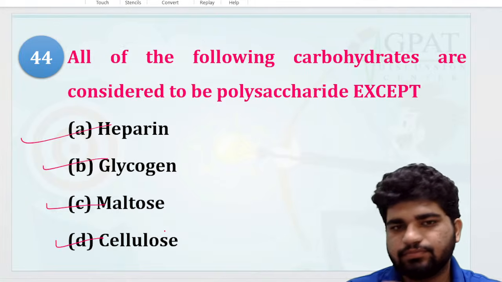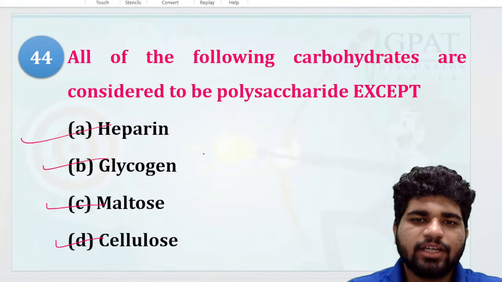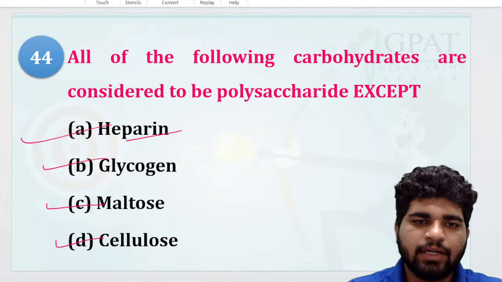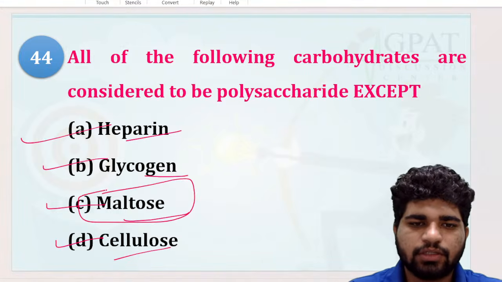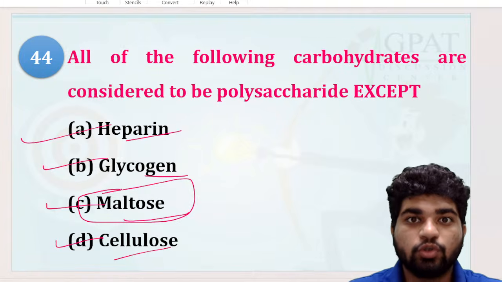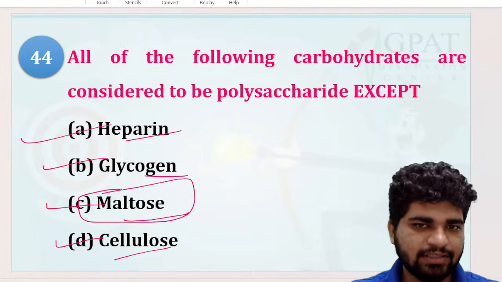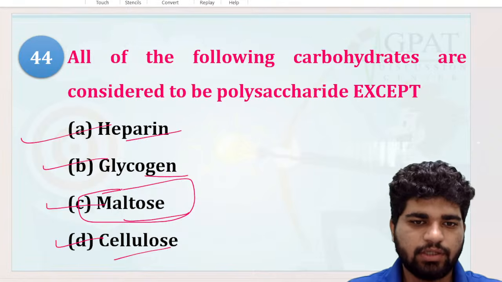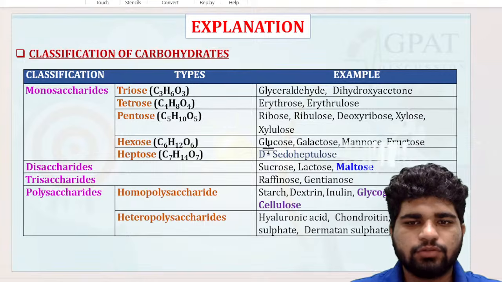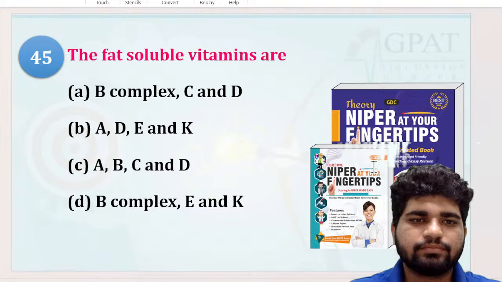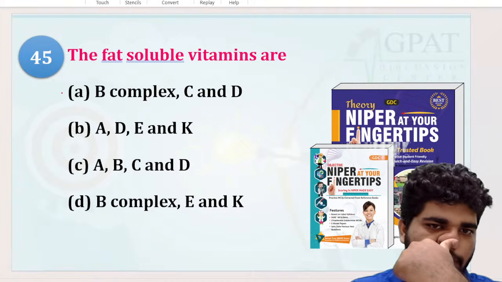Yeah, anyone? Which is not considered a polysaccharide: heparin, glycogen, maltose, or cellulose? Obviously, that would be maltose only, right? Maltose, glucose, fructose, these are your monosaccharides only. Okay, sorry, disaccharides. Fine. Disaccharide. The fat soluble vitamins are B complex, C and D.